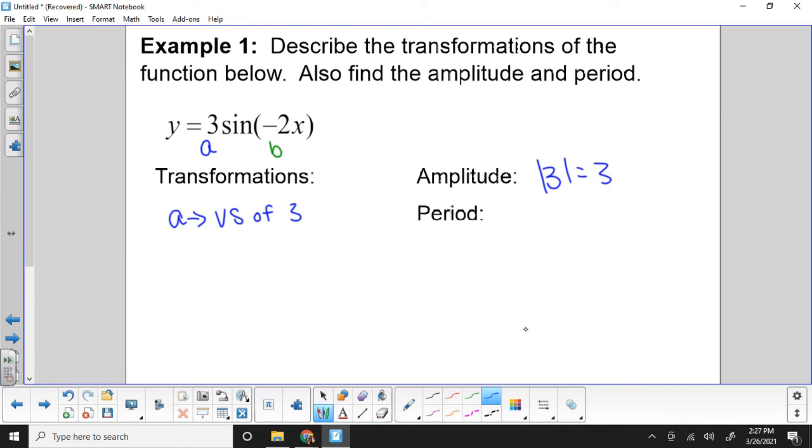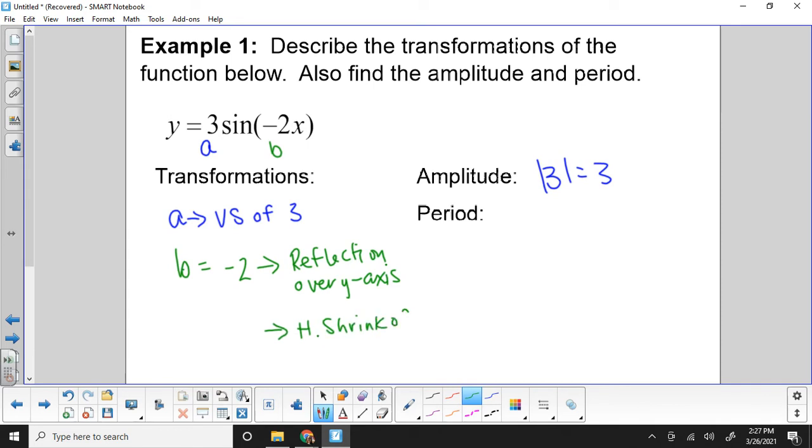That would represent the high and low of our graph. The b value is -2. This is actually 2 transformations. It's a reflection over the y-axis, because it's attached to the x, and it also is a horizontal shrink of 1/2.